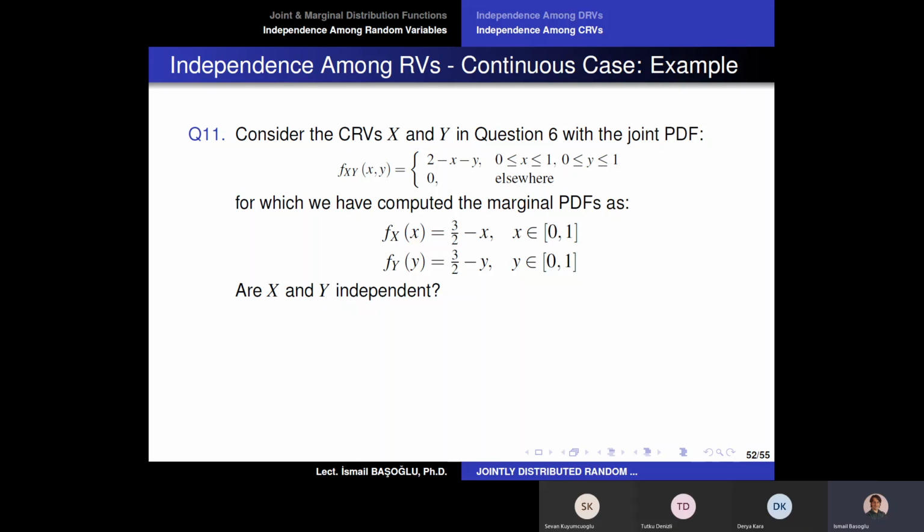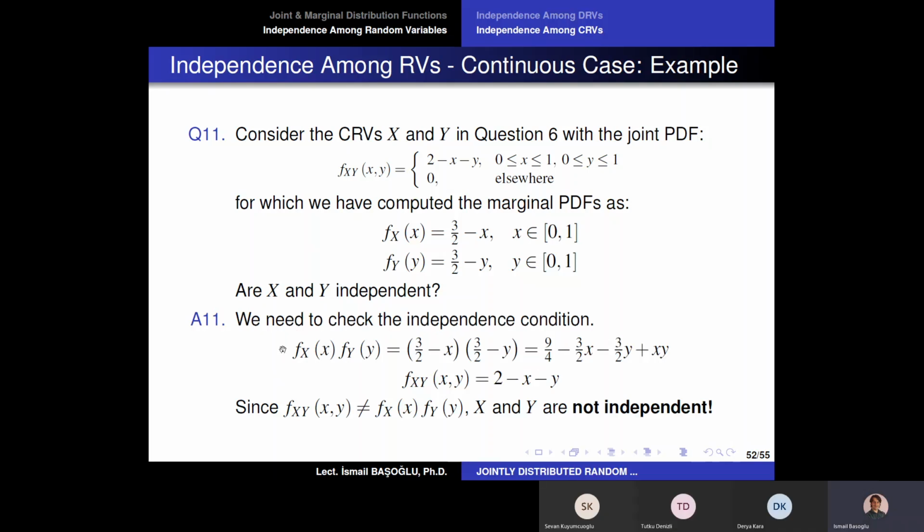And it is very easy to check. If you multiply the marginal PDF functions for x and y, and if you do not get the joint PDF, and in fact you do not get it, so the product of the marginal PDFs is a weird function like this. However, the joint PDF is a linear function, so this is nonlinear and this is linear. Because the product of the marginal PDFs is not equal to the joint PDF, we can simply say that x and y are not independent. The answer is that short.